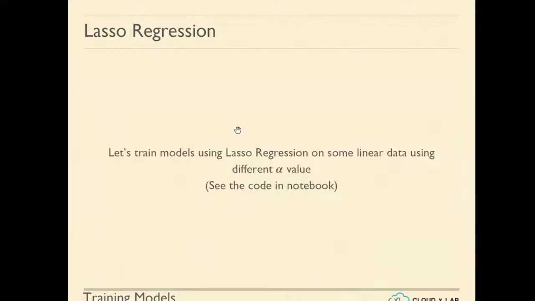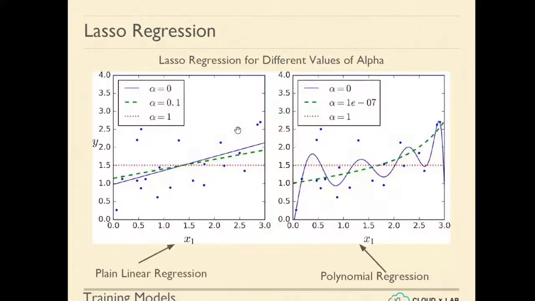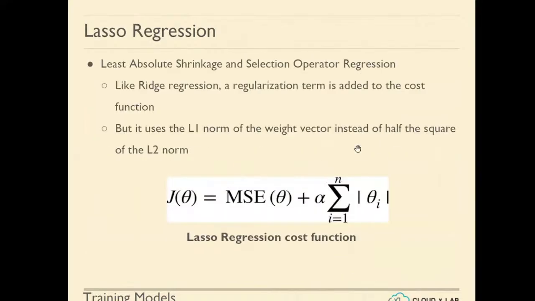Okay. So now let's train the model using different alpha values, right? So here also, if you increase the alpha value, you are doing more regularization. If you decrease the alpha value, you are focusing more on this first term, MSE, right? So the same concept also applies here. The only difference is here we will take absolute values, right?